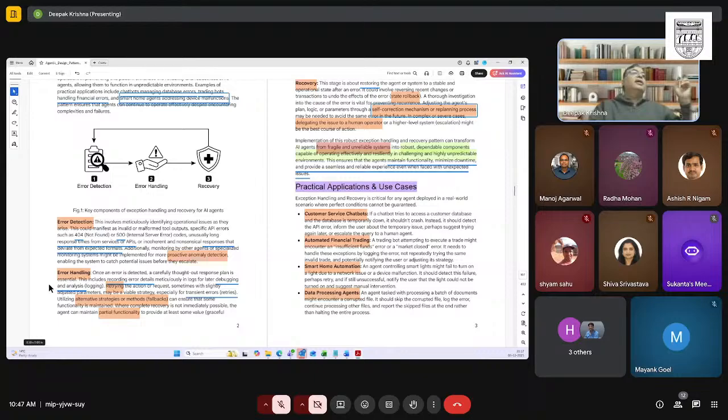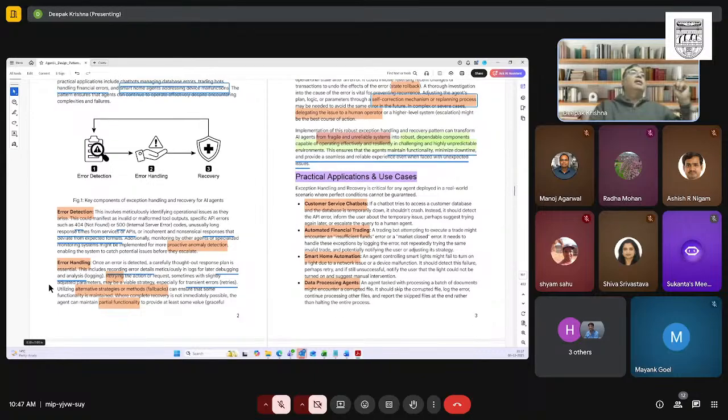Then error handling. How can I handle an error? Okay, recording error details, debugging and analysis. Retrying is a good thing, right? As we discussed, we can retry again and again if there are transient errors, right? We can do these retries, and we can also do the fallback mechanism.